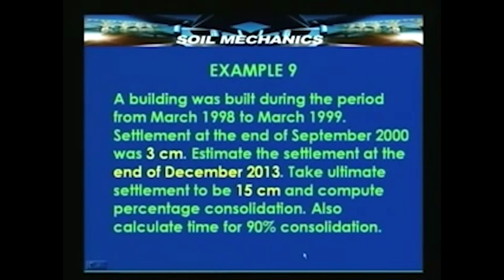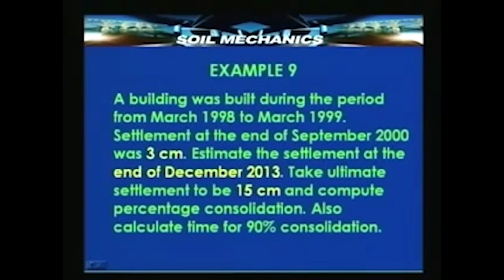Let us take one more example on percent consolidation. I am still talking about primary consolidation. Here a building was built during a time period starting from March 1998 to March 1999. The settlement at the end of September 2000 was 3 centimeters. That is, after the construction was complete, the settlement was being monitored and it was found that at the end of September 2000 the settlement was 3 centimeters.